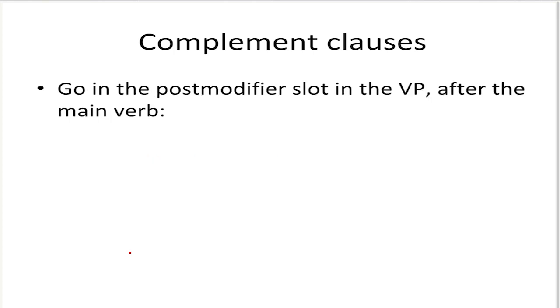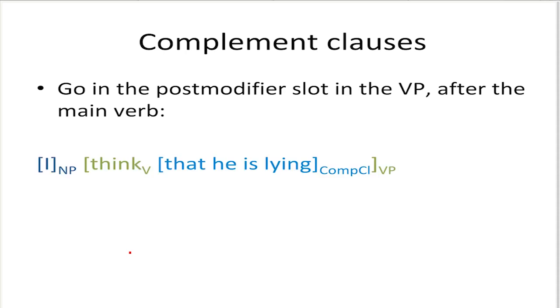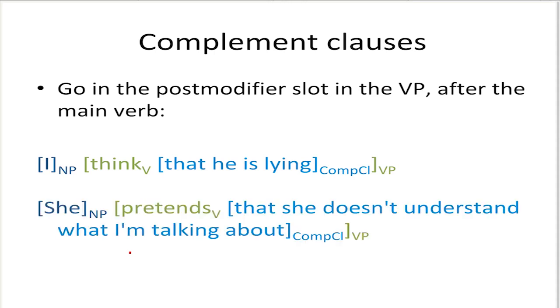Since it completes the meaning of the verb, and since the verb is the head of the verb phrase, a complement clause goes into the post-modifier slot of the verb phrase after the main verb. So in these examples, "that he is lying" post-modifies the verb think, and "that she doesn't understand what I'm talking about" post-modifies the verb pretends. Now notice that the whole complement clause is inside the verb phrase of another clause. And this is what makes it a subordinate clause. It's part of the structure of a larger clause, instead of being an independent clause of its own.